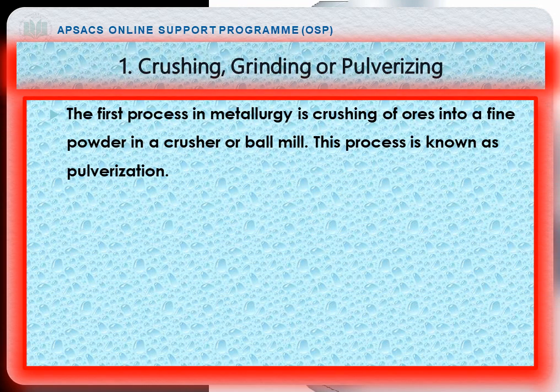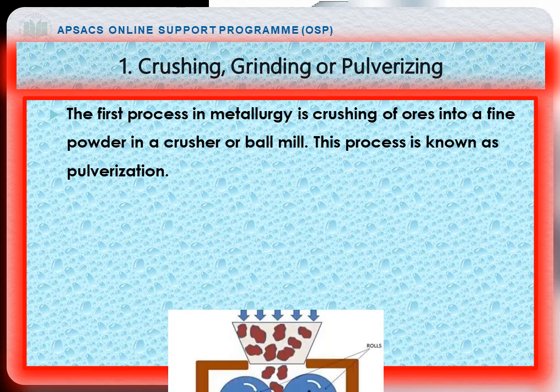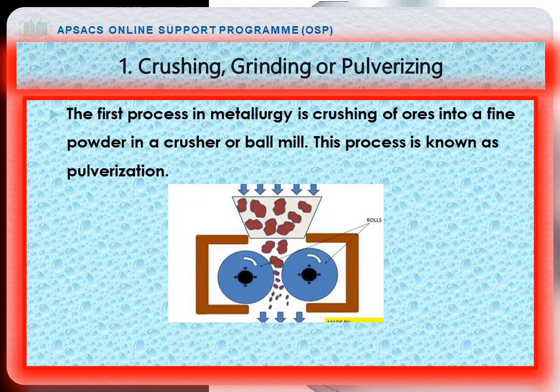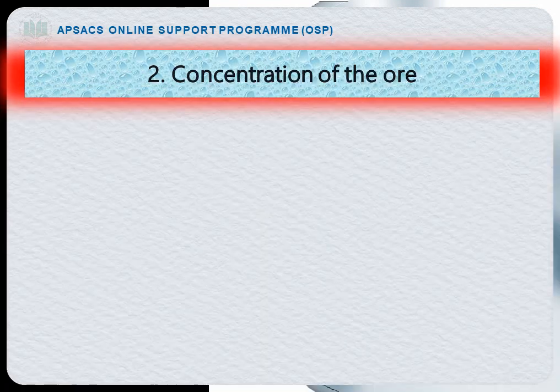The first process in basic metallurgy is crushing, grinding and pulverizing. The first process in metallurgy is crushing of ore into a fine powder in a crusher or a ball mill. The process is known as pulverization. Look at the diagram. Here two rollers, or you can also say ball mill or crusher, are used to convert these ores into a fine powder. These move in the same direction to convert it into a fine powder.